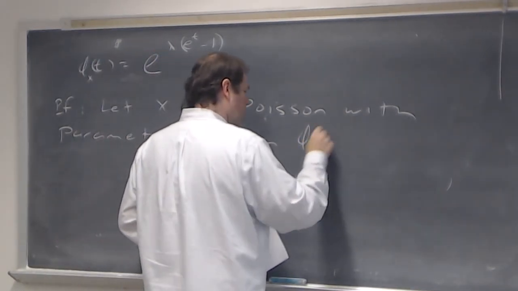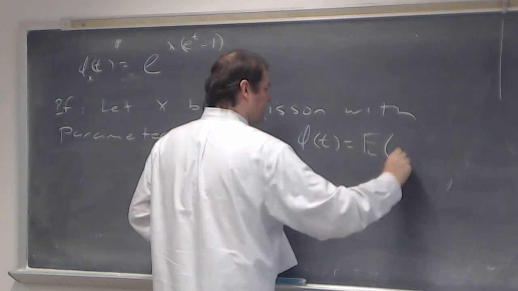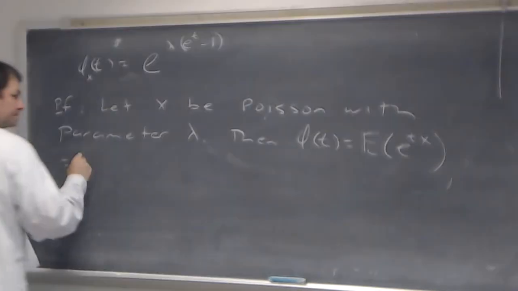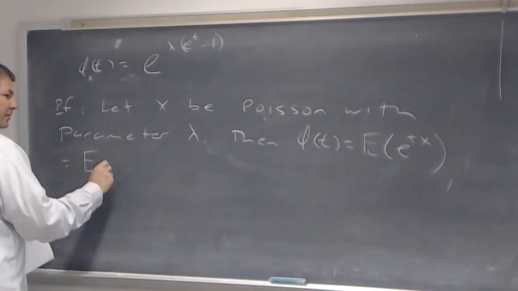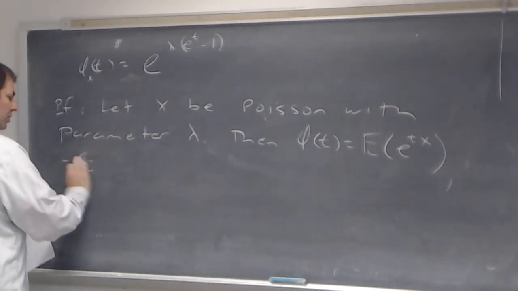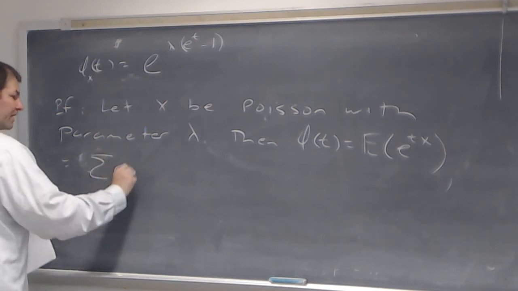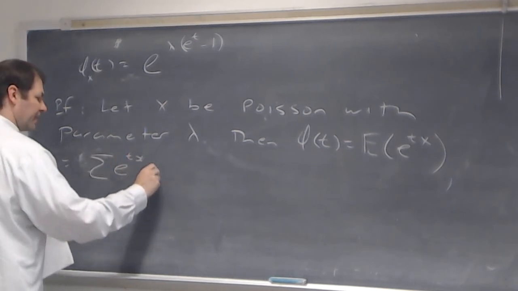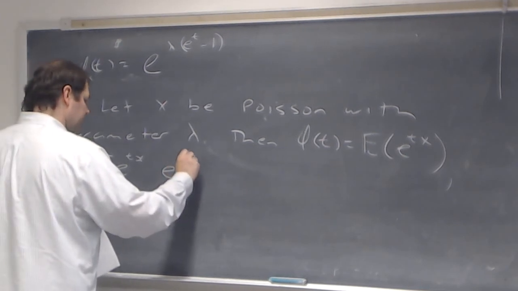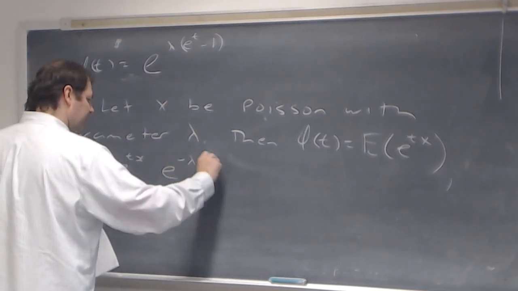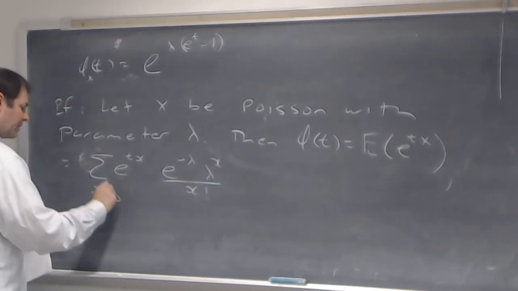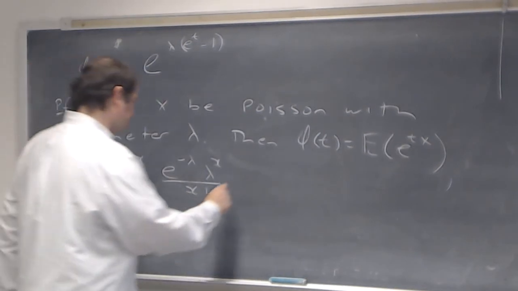Then phi of t, the moment generating function, remember it's the expected value of e to the tx, which will be equal to the sum of e to the tx times f of x, and so that's e to the minus lambda, lambda to the x all over x factorial. Here x runs from 0 to infinity.